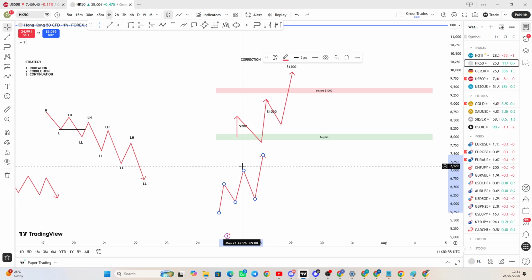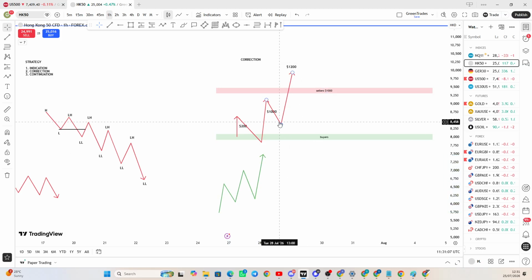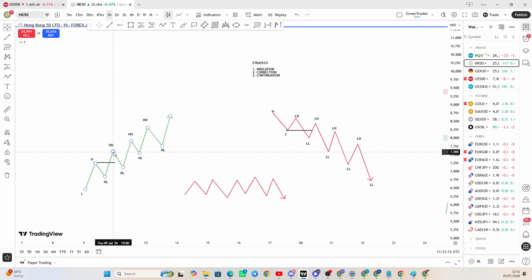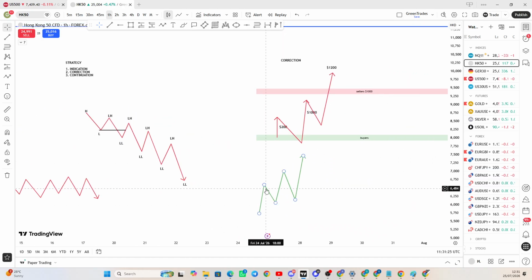The correction part is the formation of higher. So in the case of a bullish structure, right? Let's make this one green. In the case of a bullish structure, if you look at this point, the correction is always the higher highs and the higher lows. That is what the correction is all about. Creation or formation of higher highs and higher lows. That is the correction.